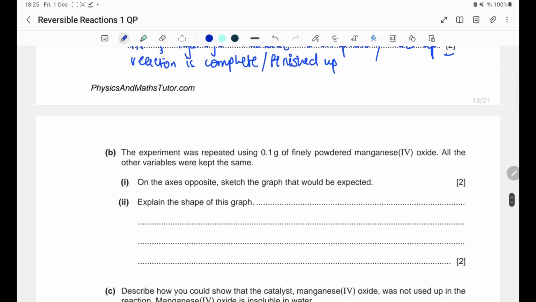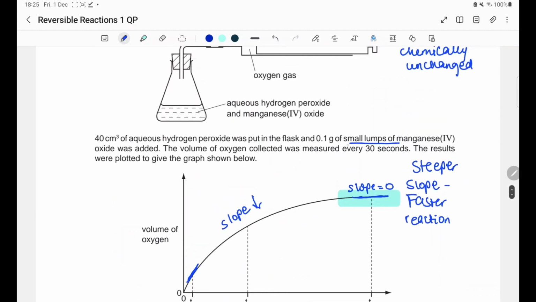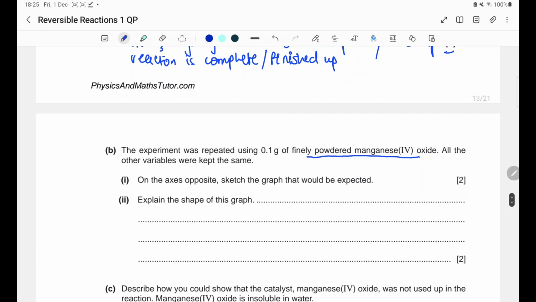Now, the experiment was repeated using 0.1 grams of finely powdered manganese oxide. Initially, they were using small lumps of manganese oxide. All the other variables are kept the same. On the axis opposite, sketch the graph that would be expected.